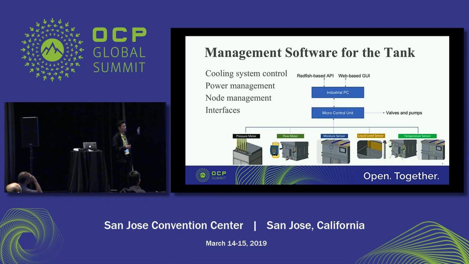This is our system architecture. You can see a bunch of sensors in there, like a pressure meter and moisture sensor. Their metrics are gathered by a microcontroller unit. The microcontroller unit can control the valve, power, or pump based on their sensor readings. But it's not enough, because the existing DCIM software can't talk to the microcontroller unit directly.